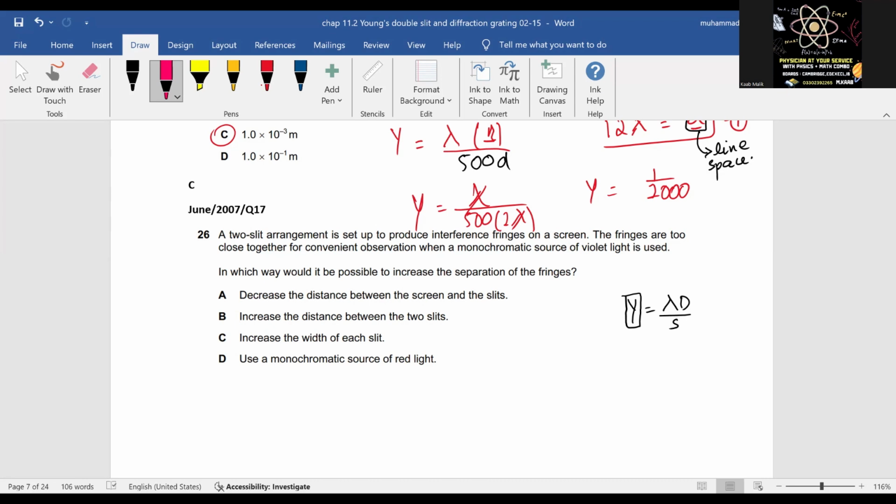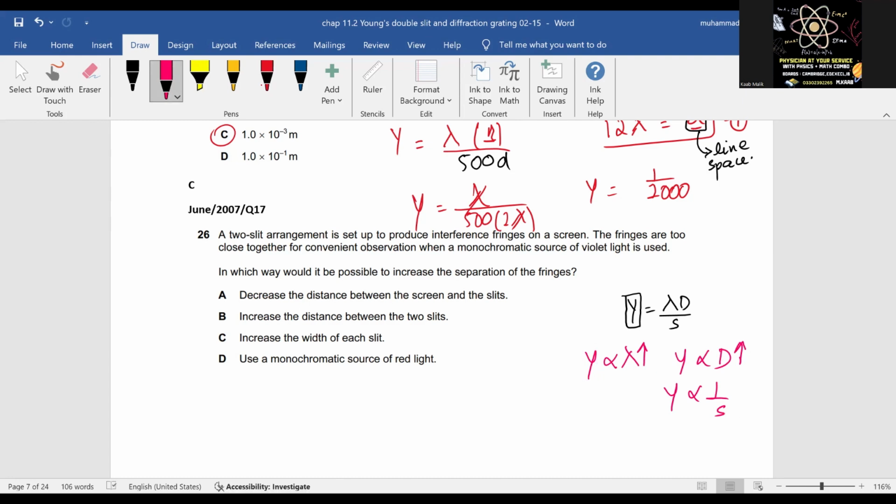Sir, I will use values here. I can't do it by formula. No, just look at the relation now. Y is directly proportional to lambda, y is directly proportional to d, and y is inversely proportional to s. So if you want y to be greater, then your lambda should be higher, or your d should be higher, or your s should be lower. So these are the options, right?